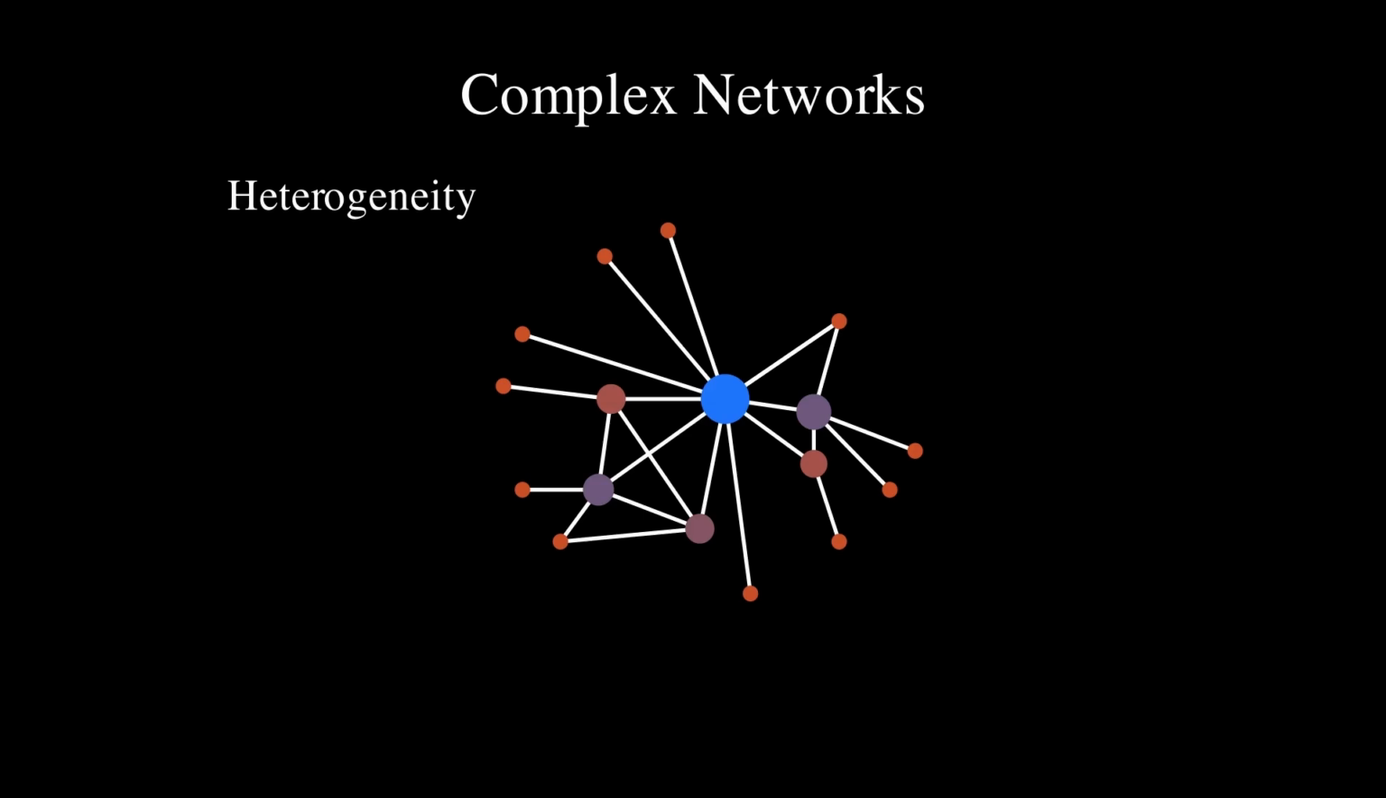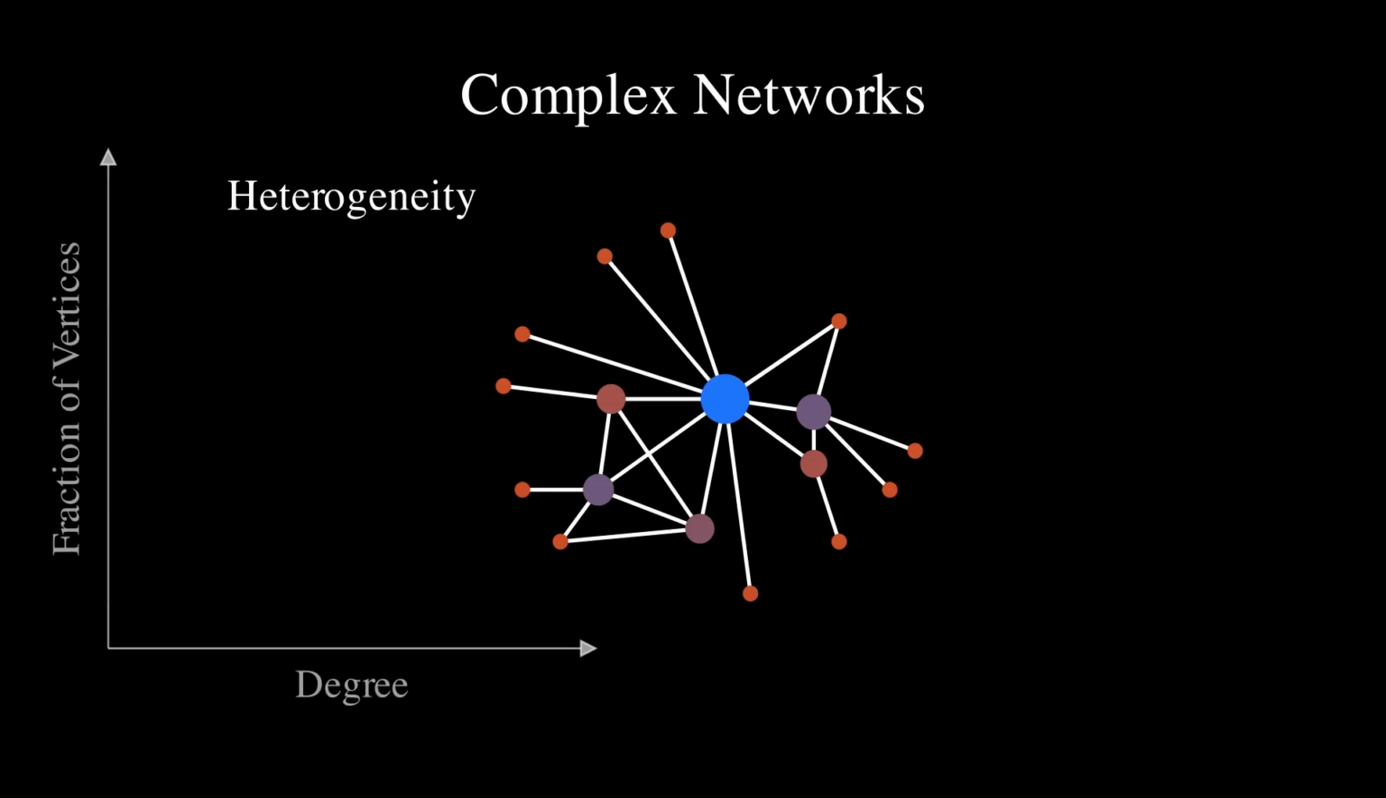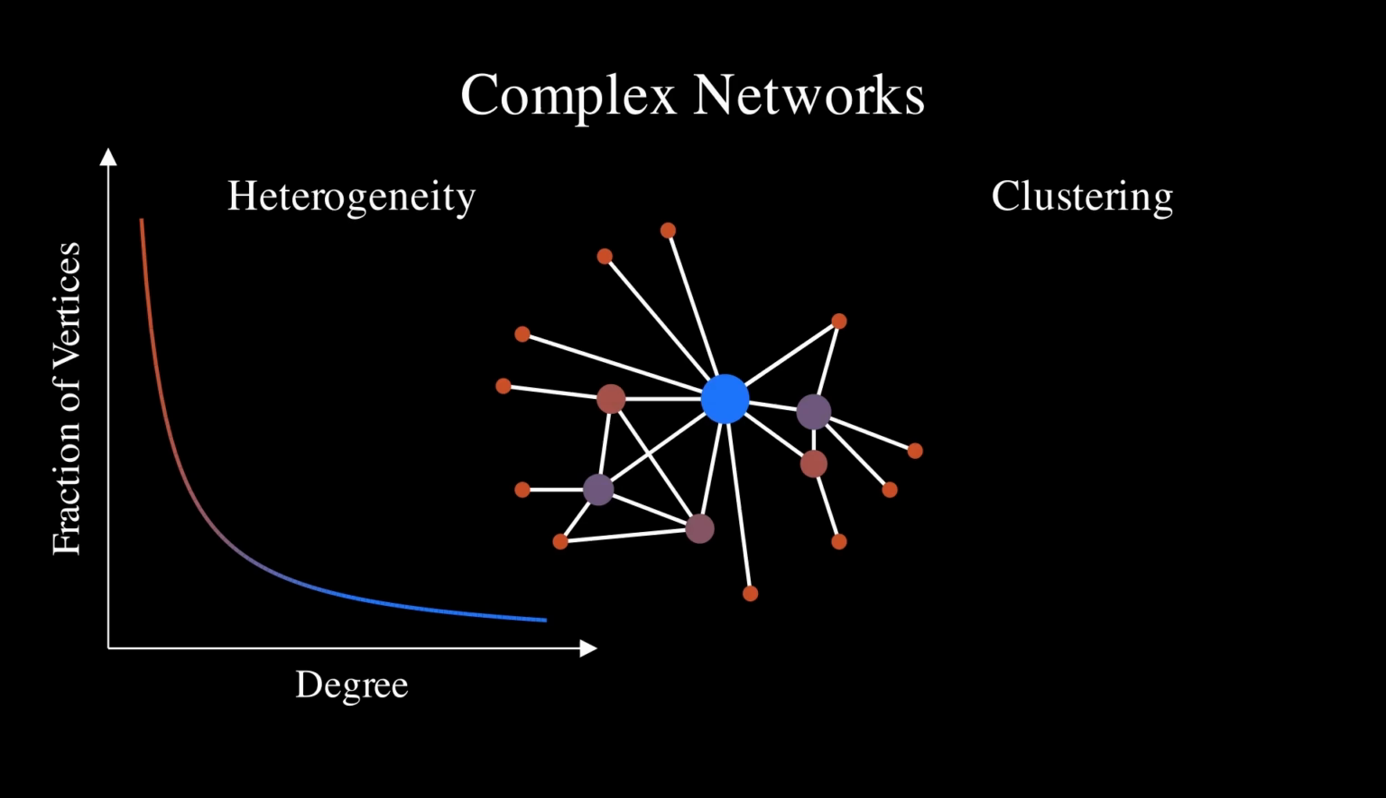Think of it like in a social network, where there are a couple of celebrities while most people have only few connections. Mathematically speaking, if we plot the degrees of the vertices on one axis and the fraction of vertices that have this degree on the other, then we tend to see a curve like this, which is called a power law degree distribution.